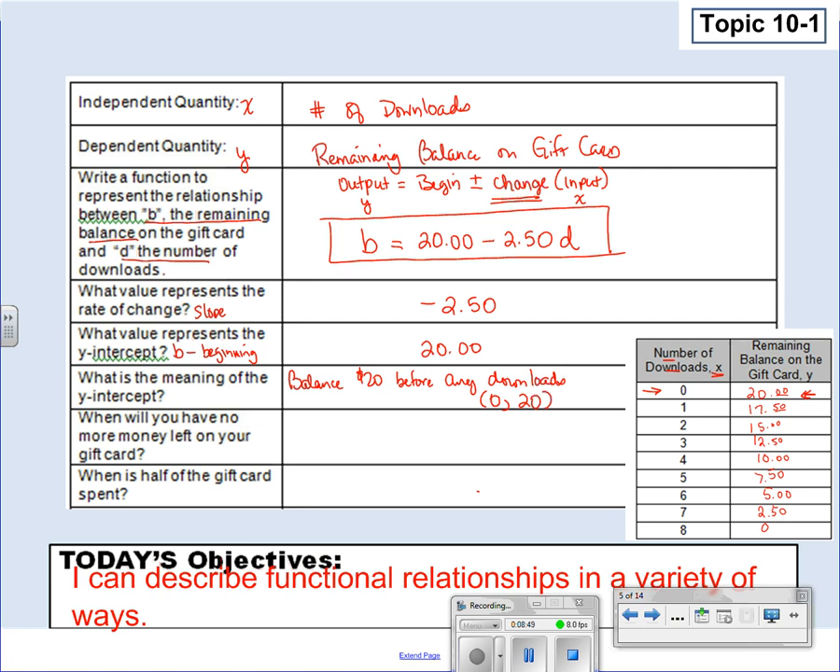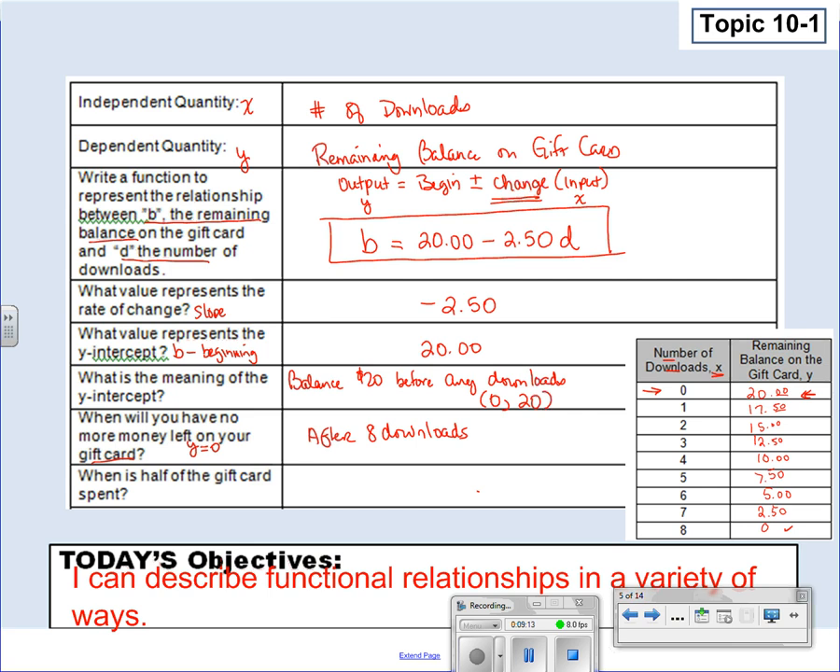When will you have no more money left on your card? I can use my table to determine when I will have no more money left on my card. The remaining amount is a y value, so I'm looking for when y is equal to 0. Y is equal to 0 after 8 downloads. So after 8 downloads, I will have no more money left on that card.